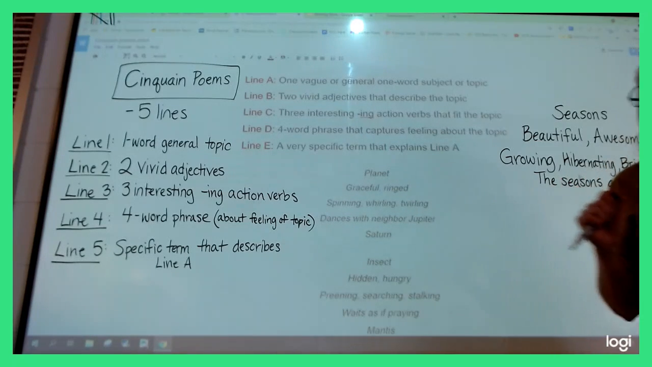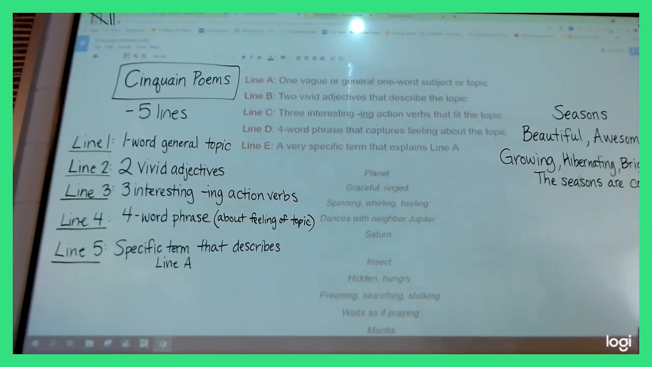Now we need a very specific term that describes line 1. So when we think about seasons, we didn't really stick to describing one season. So we probably don't want to pick one season. But when you think about seasons, what's one word that describes them all? Changing. That's exactly what I was thinking. I kind of like that. See how seasons is pretty general? Changing describes our seasons. So that's what I'm going to use.